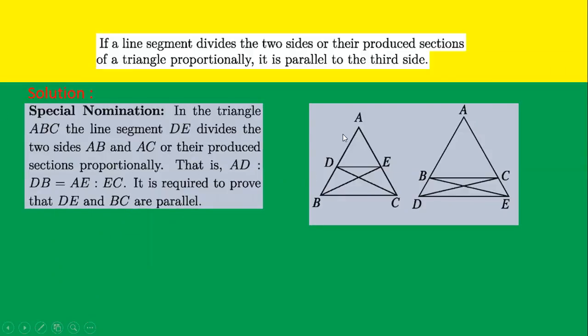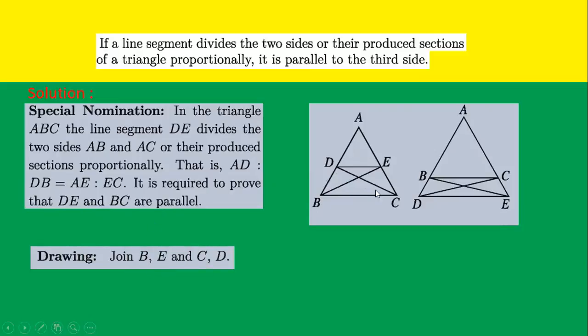In the triangle ABC, the line segment DE divides the two sides AB and AC, or the produced sections, proportionally. That is, AD ratio DB equals AE ratio EC. It is required to prove that DE and BC are parallel. Drawing: join BE and CD.